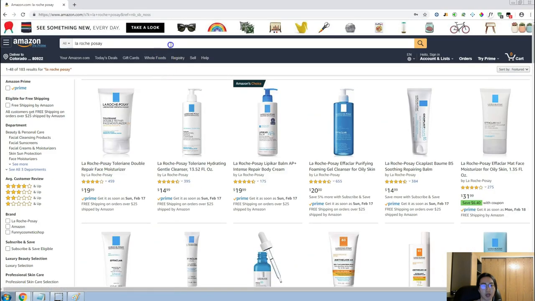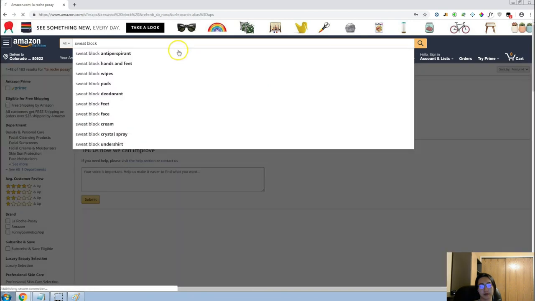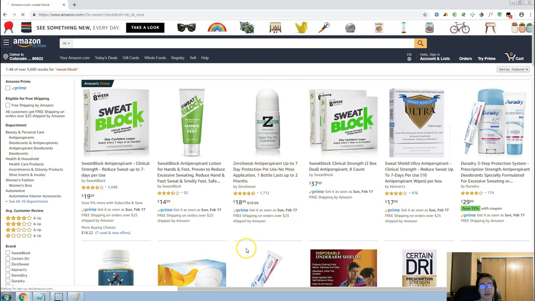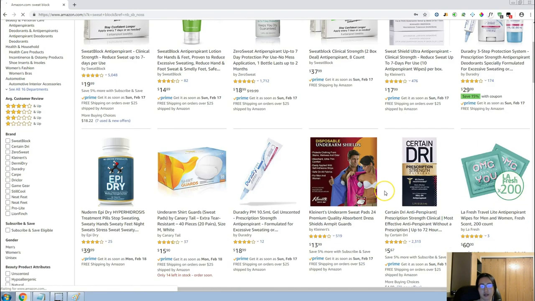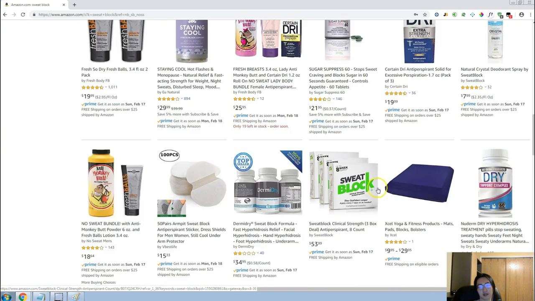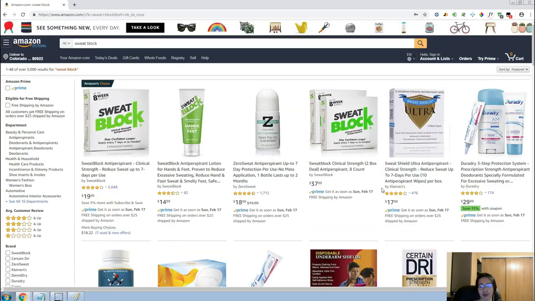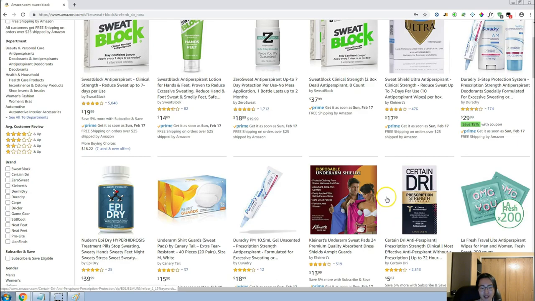Sweat block. What a great brand name, Sweat Block. What do you guys do? I don't know. What do you think we do? Do you block sweat? Bet we do. Sweat Block. So it's a brand.